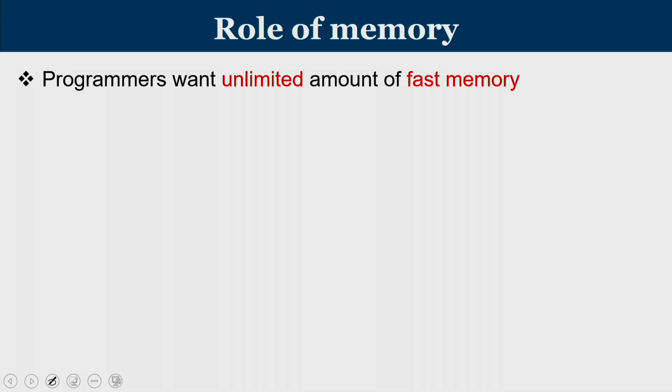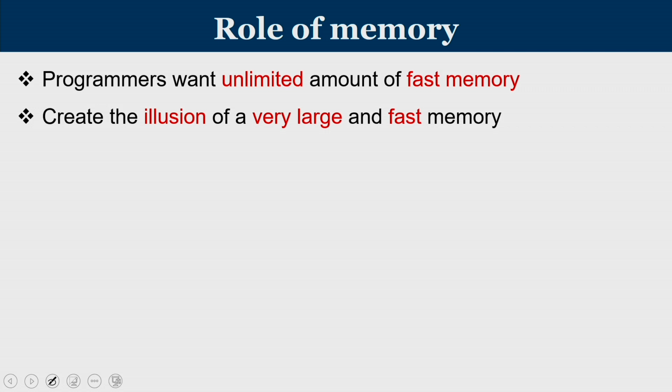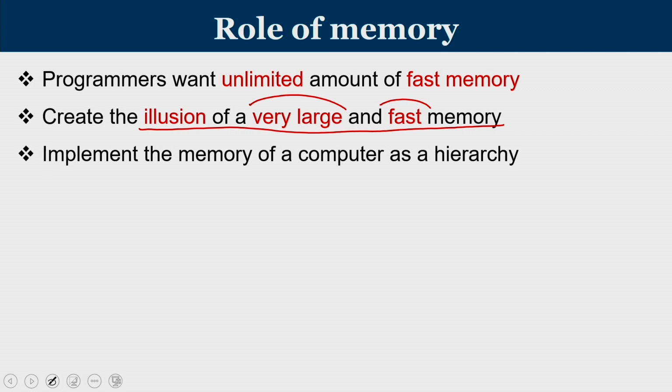Programmers always want an unlimited amount of fast and large memory. So, what we can do is create an illusion of making your memory very fast as well as very large. It is impossible to make a very large memory that is at the same time fast. But this illusion can be created when you organize your memory as a hierarchy.